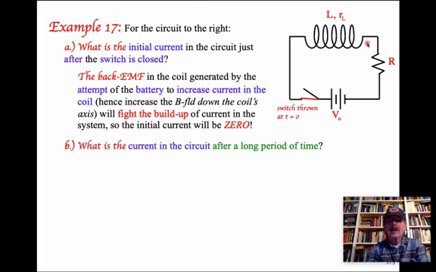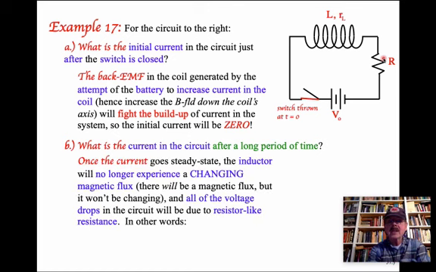What is the current in the circuit after a really long period of time? Pause, think, come back when you're ready. Hopefully you're back. After a long period of time, the magnetic field is no longer changing. There's no longer an induced EMF. So this is just like a circuit that's got this amount of resistance and this amount of resistance in it. It's just like a normal old steady state circuit with resistance in it. And so there's the math. It is just V naught over the effective resistance.